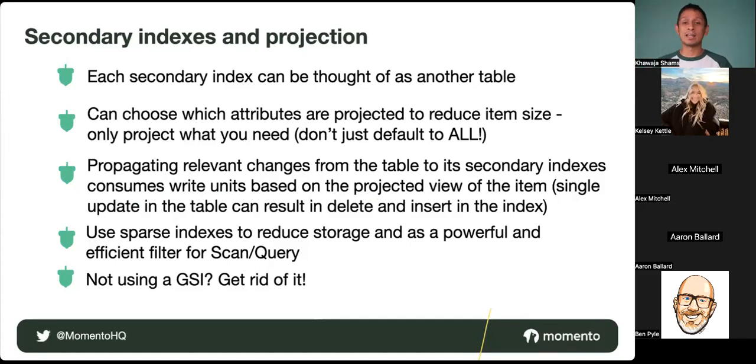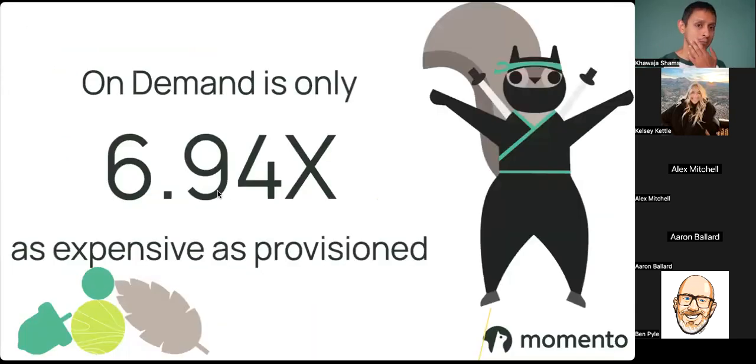So while I was very happy that you're no longer limited to 5 GSIs, just be mindful that if you put 20 GSIs, you could meaningfully increase your costs as well. So be careful in which attributes you choose to project. Don't default to all. Use sparse GSIs when needed. And if you're not using a GSI, just drop it. If you made a mistake, you can always use online indexing to add it back.